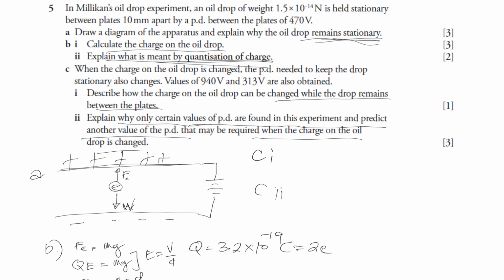Okay, so from this equation here, we can say that the voltage is actually mgd all over Q. Okay, how to explain that one? Since the Q exists in a specific value, it means that the voltage also exists in a specific value. That's the argument you can make.